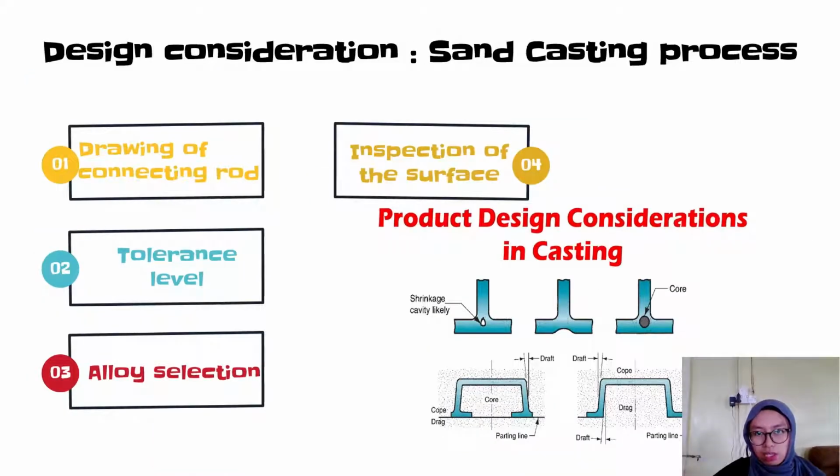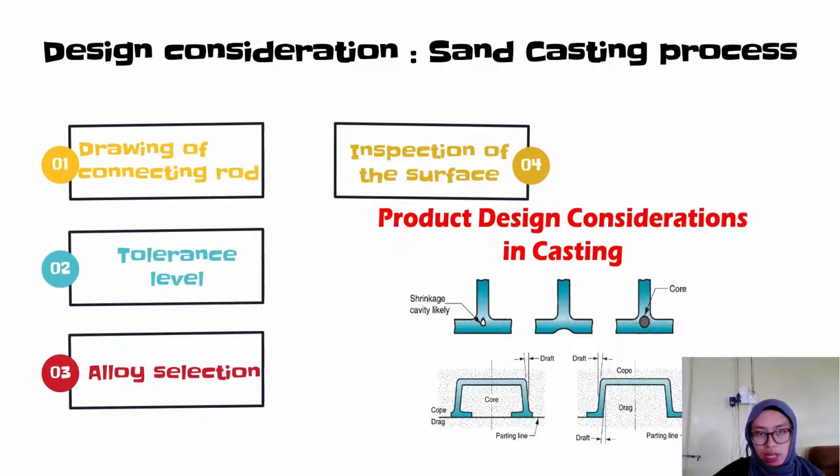Design considerations for the sand casting process. There are four design considerations that we need to take note of. First is the drawing of the connecting rod, as our product is a connecting rod. The draft of the drawing should have the size and shape of the product that we need to produce.